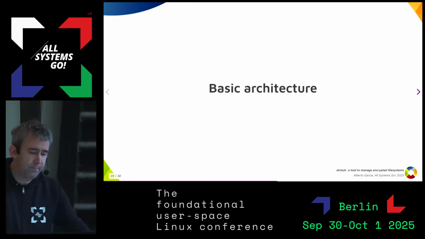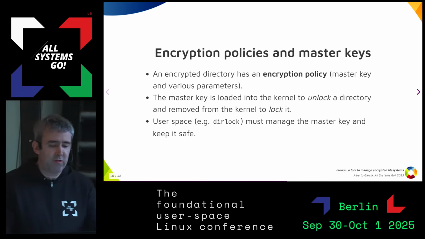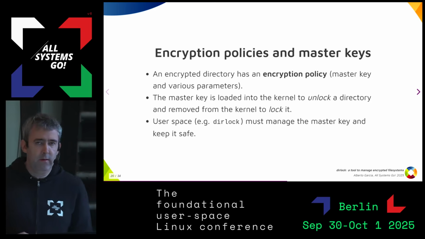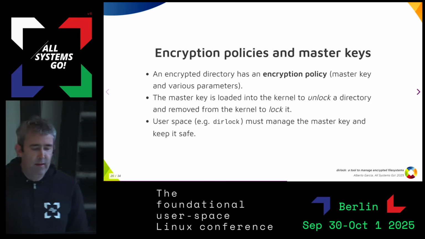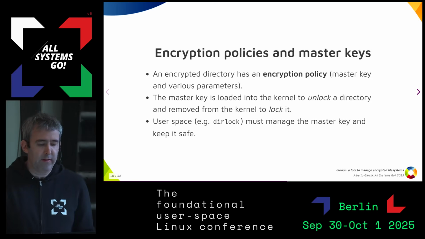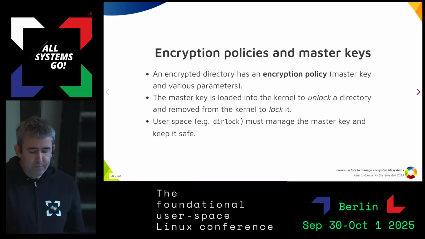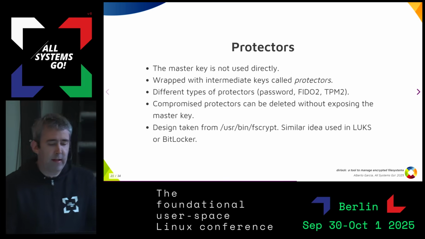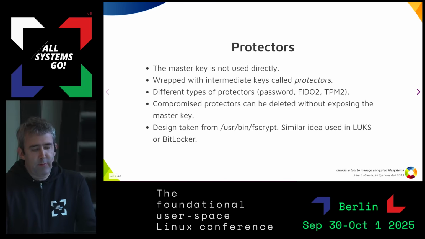So the basic architecture comes from fscrypt. In fscrypt, one directory has an encryption policy. The encryption policy is a master key plus some other parameters, like the specific encryption algorithms. You load the master key into the kernel to unlock the files, so you can see and use them normally, and you remove the key from the kernel to lock the files. As I said earlier, the user space tool is completely responsible for managing that master key. So we don't use the master key directly.